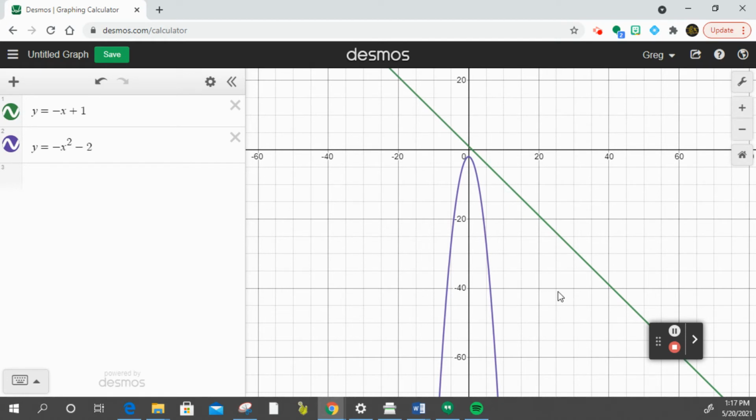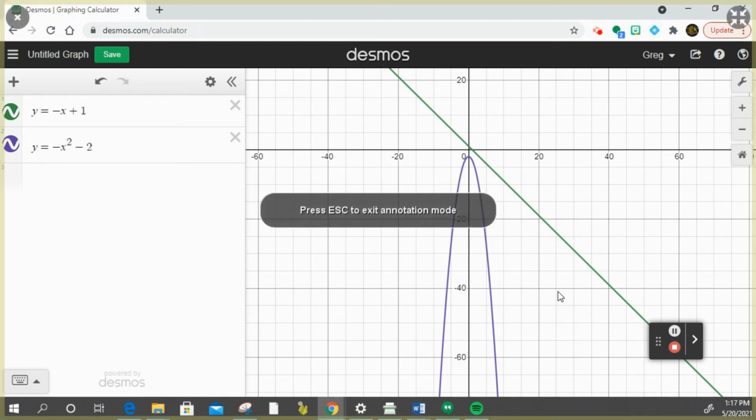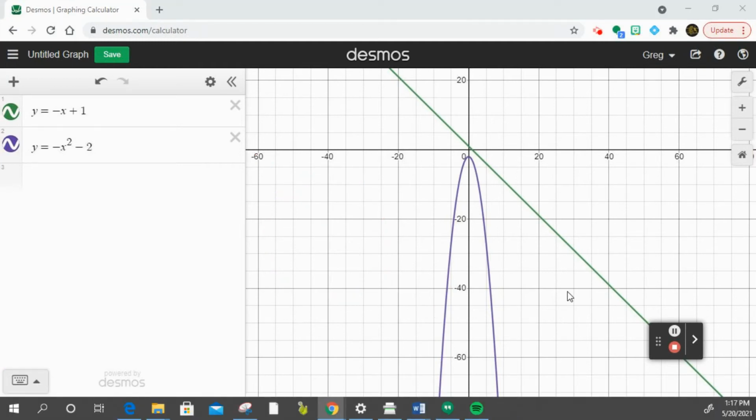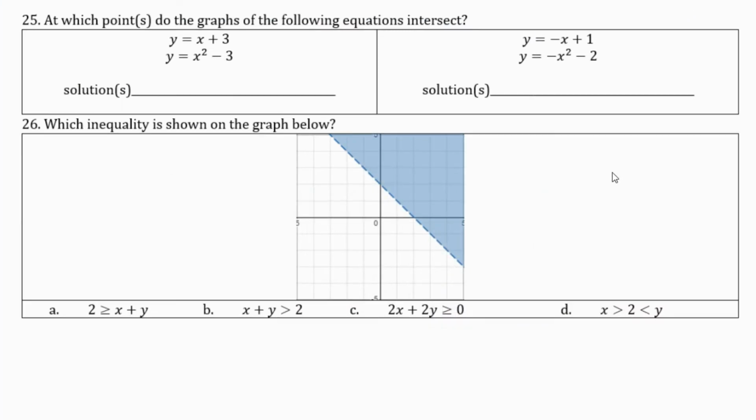So no solution. Remember our no solution symbol is a 0 with a line through it, okay? Our previous example, it crossed twice. Click it, get your answers. Here we have no solutions because they never cross. Okay, let's check out our other examples.